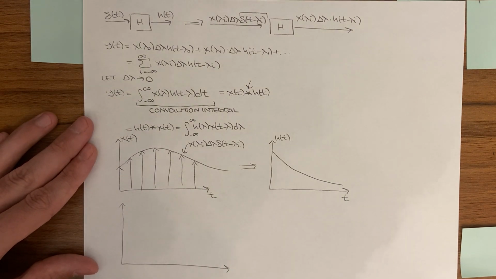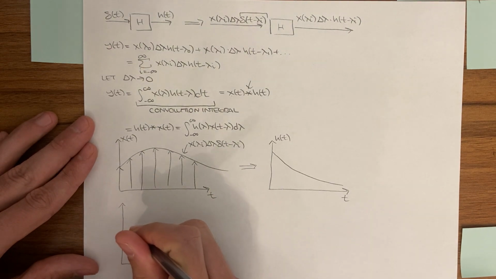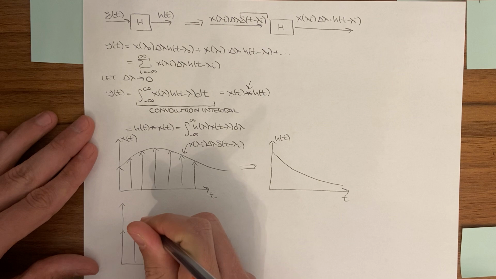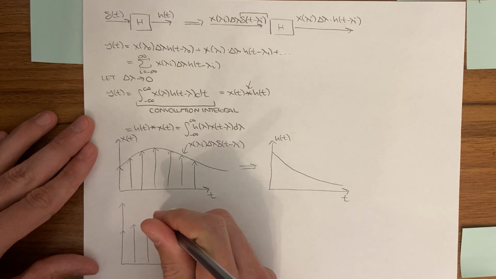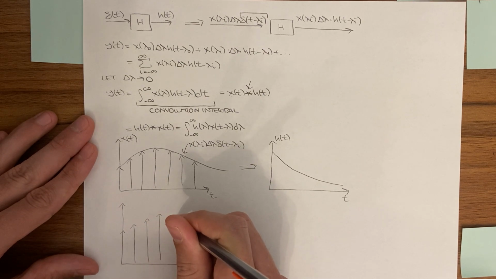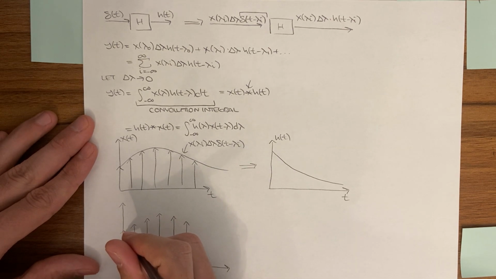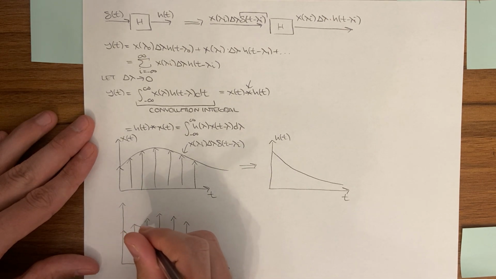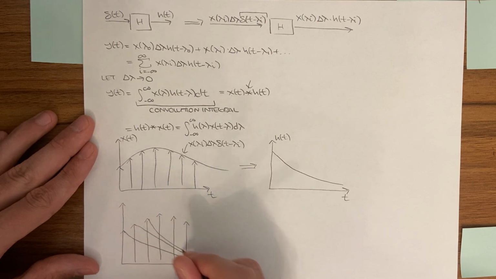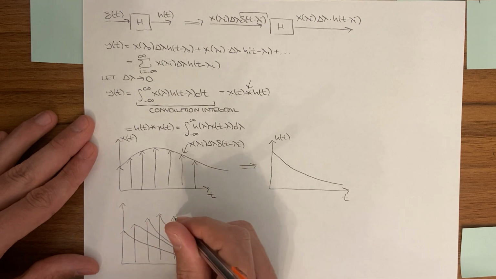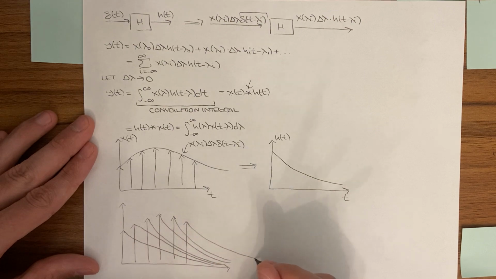Okay, so when we convolve these, what we notice for each step function is you end up with a shifted and scaled copy of our impulse response. Again, I'm drawing these quite poorly, which is fine.